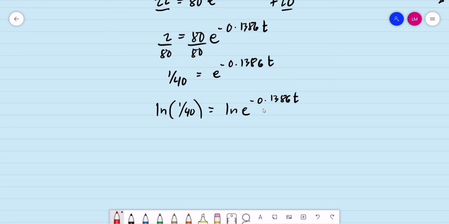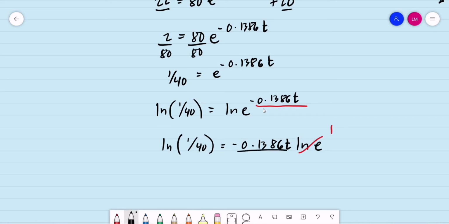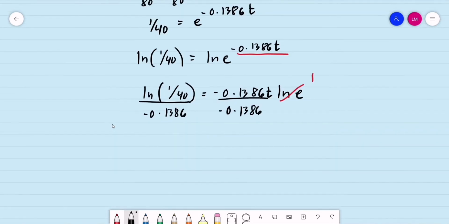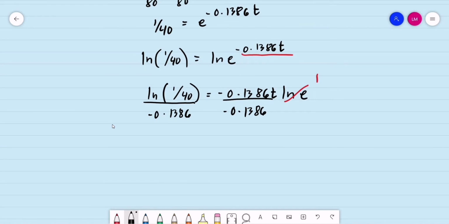So since we are now using ln, we can now bring down this exponent. So this is now the ln of 1 over 40 is now equal to negative 0.1386 of the time t multiplied by the ln of e. So we know that the value of ln of e is the same as 1. So dividing both sides of the equation by negative 0.1386, that will give us the value of time in minutes.